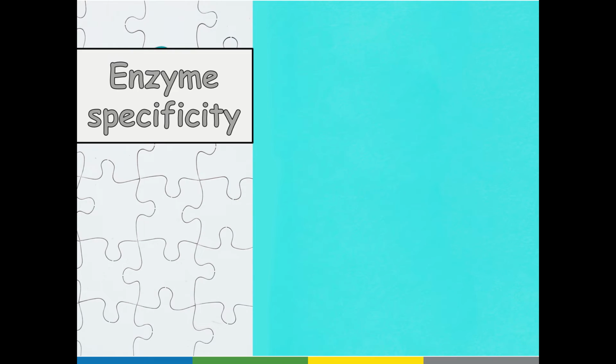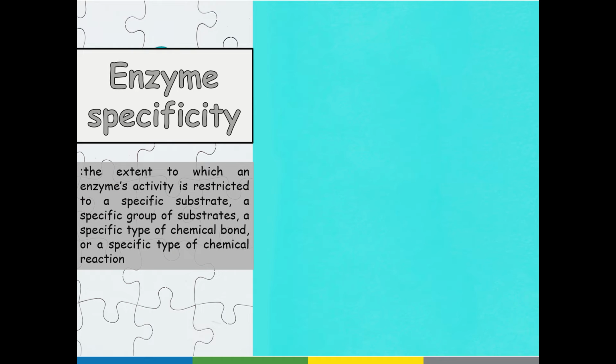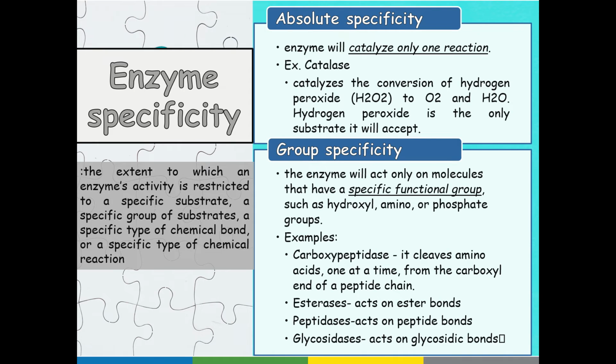Let's now proceed with enzyme specificity. Basically, enzyme specificity is the extent to which an enzyme's activity is restricted to a specific substrate. Absolute specificity is a reaction in which there is an absolute substrate for an absolute enzyme. For example, hydrogen peroxide is the only substrate that can react with catalase.